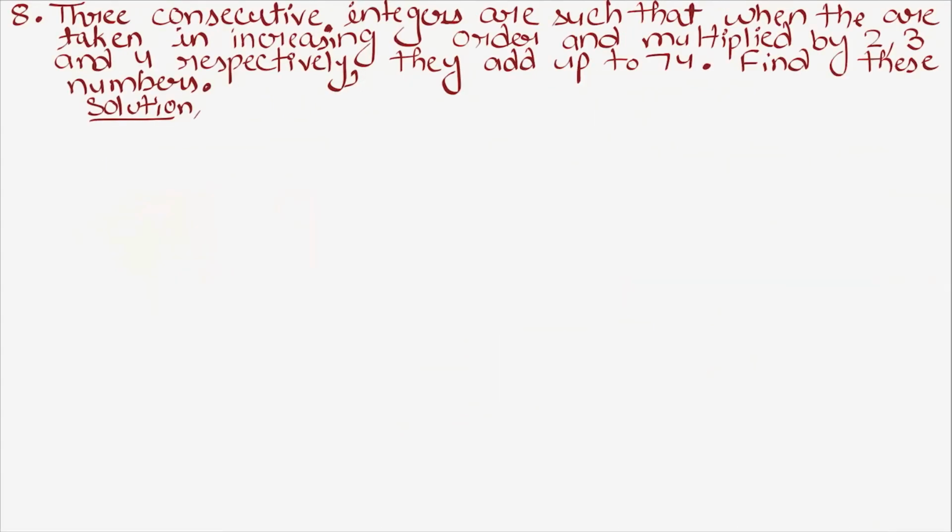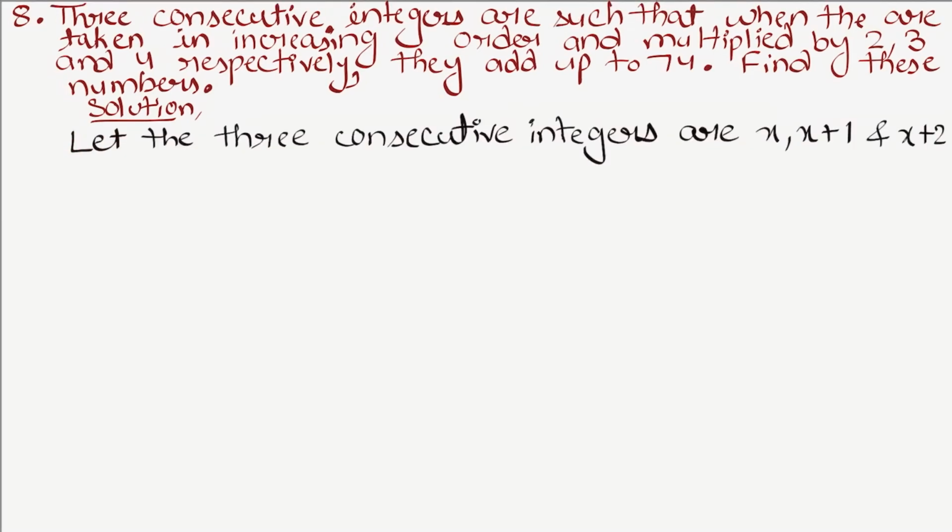Eighth question. Three consecutive integers are such that when they are taken in increasing order and multiplied by 2, 3 and 4 respectively, they add up to 74. Find these numbers. As we have seen earlier in this video, let the three consecutive integers be x, x plus 1, x plus 2.